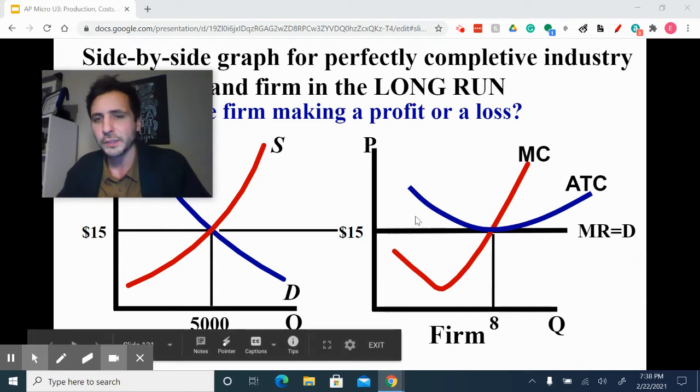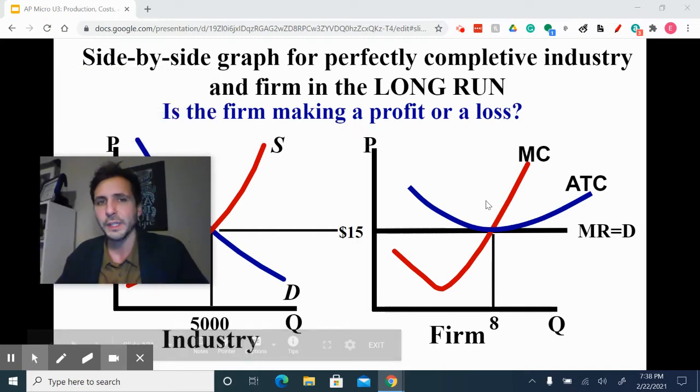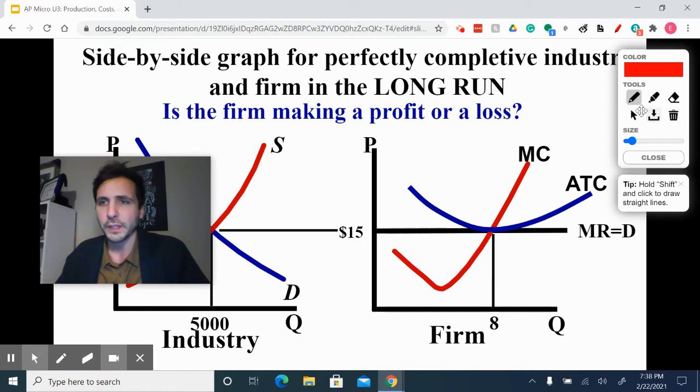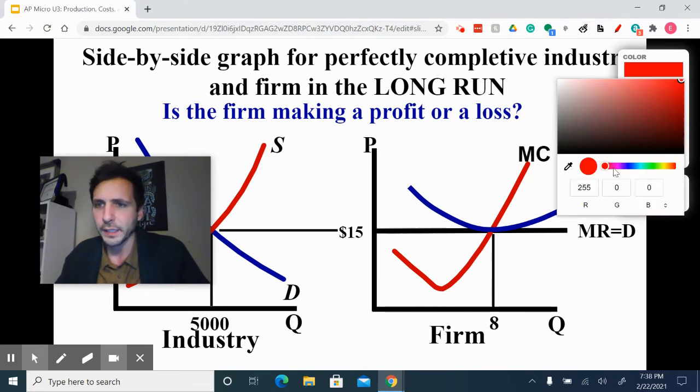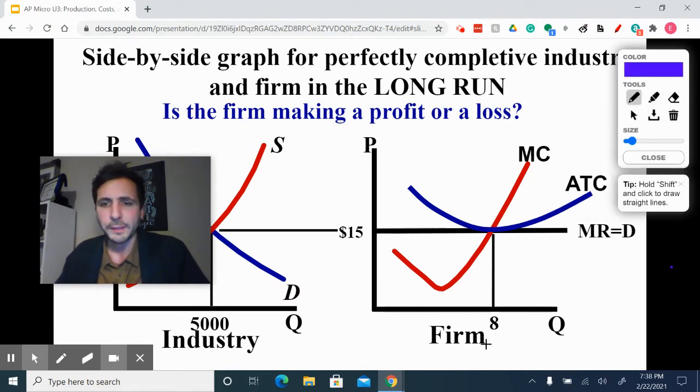Then we have our marginal cost, and we have our average total cost. Question, is this firm making a profit or a loss? All right, let's take our little handy-dandy pen here, and let's find it. We know we're going to produce where MR equals MC. That's right here. That's going to give me a quantity of 8. My marginal revenue is 15, so my total revenue is going to be 15 times 8, or 90. 90.